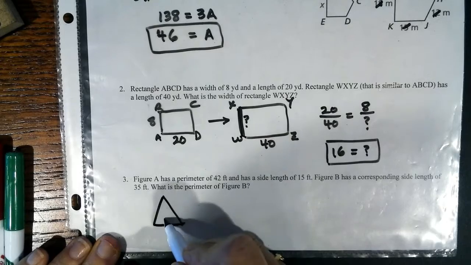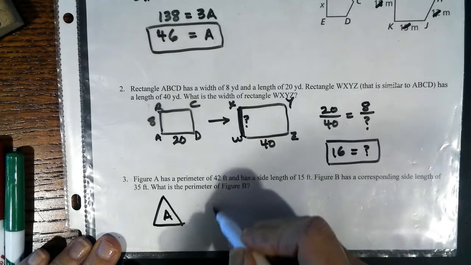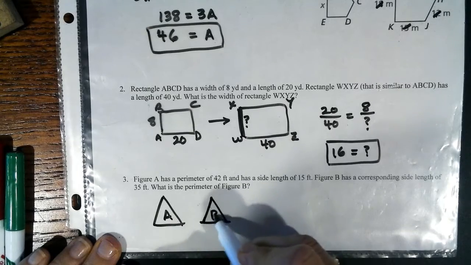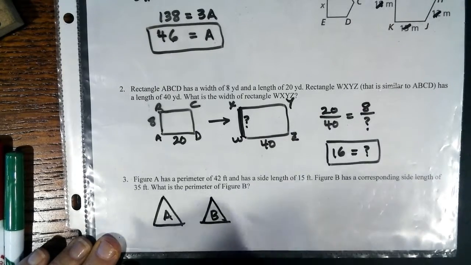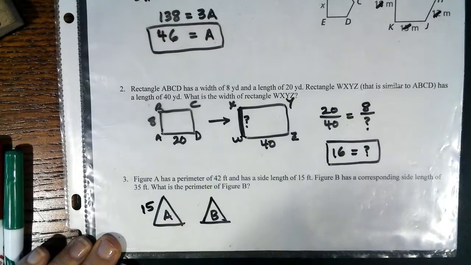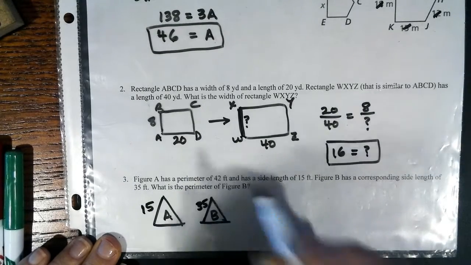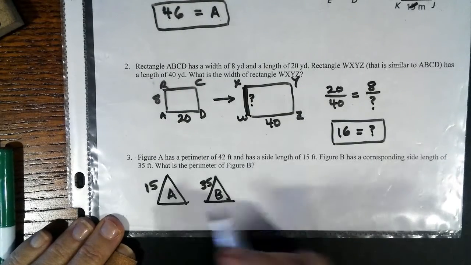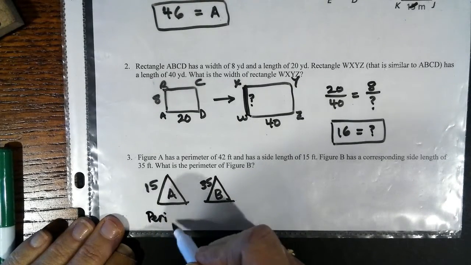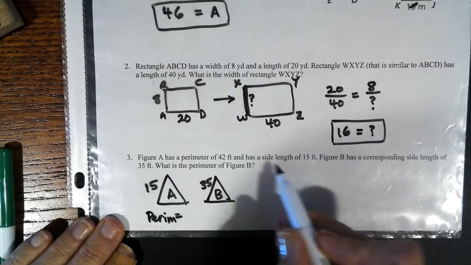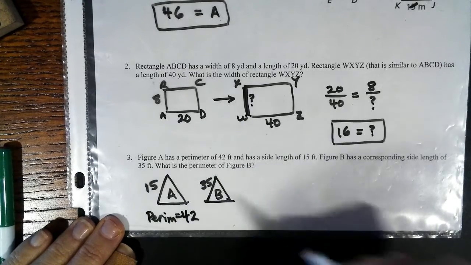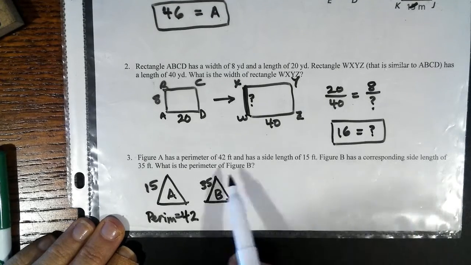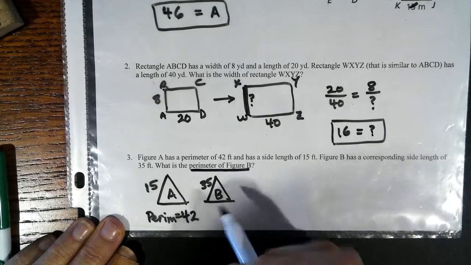Let's just do triangles. I'm going to say figure A and figure B. Those are not the same size. Just mark them that way. This one has a side of 15 that corresponds to 35. Doesn't matter where you put them, as long as they're in the same location. This one has a perimeter of 42. And it's asking, what is the perimeter of figure B?